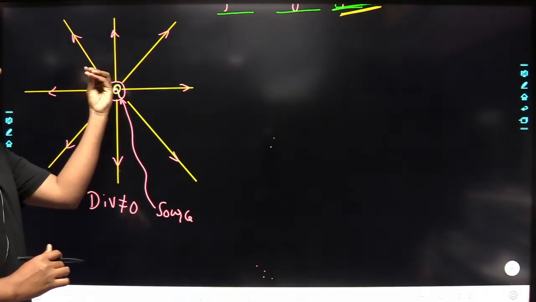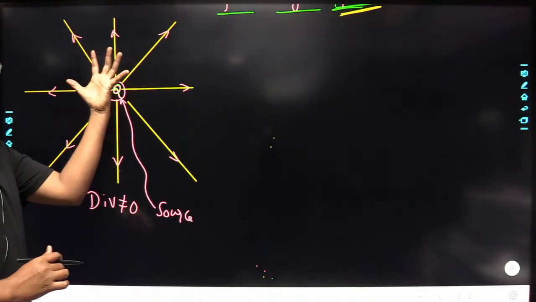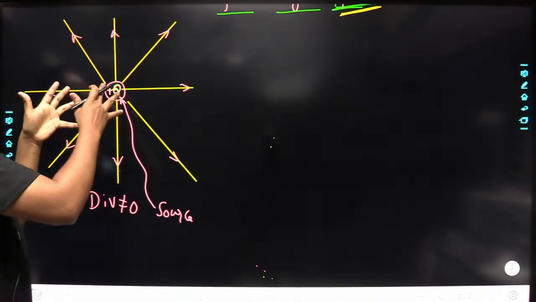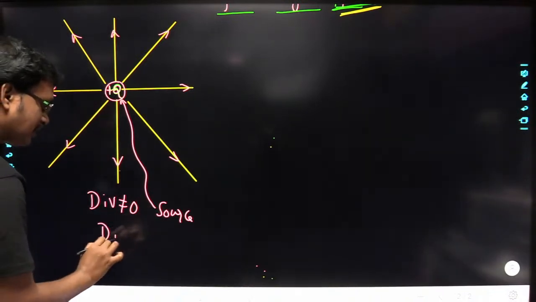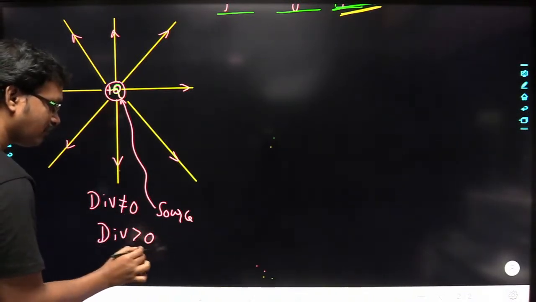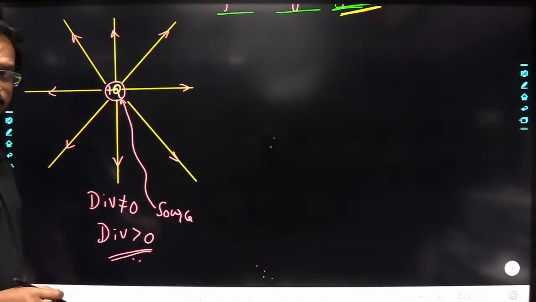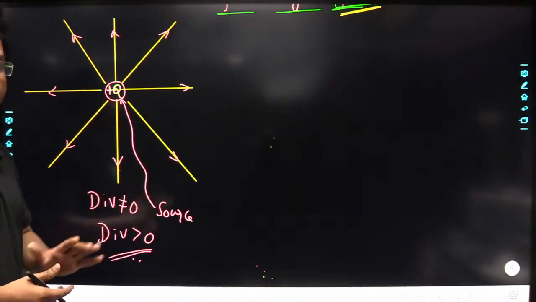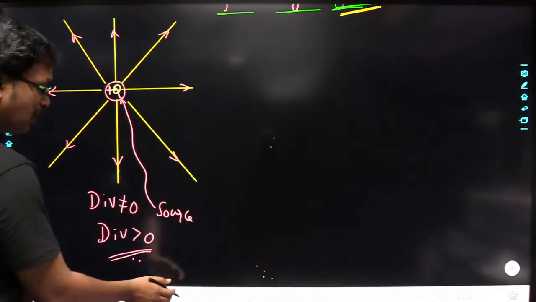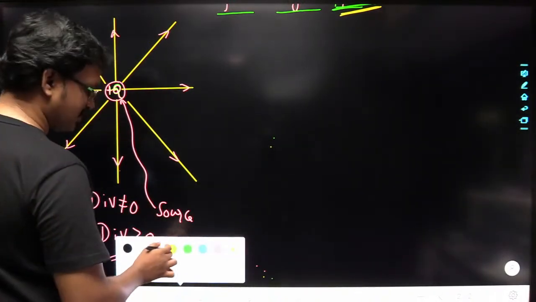Now here all the field lines are leaving away from the given point, and hence you are going to get divergence greater than 0. It is not equal to 0 and it is going to be greater than 0. Yes or no? Okay.